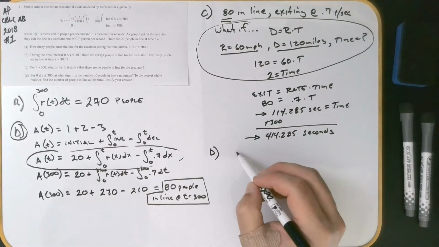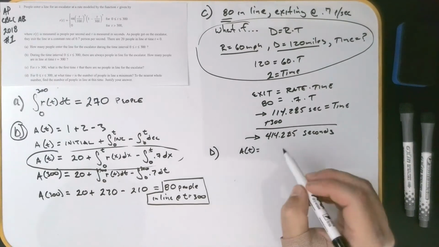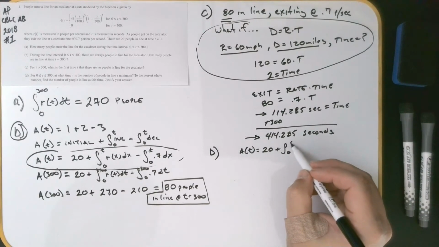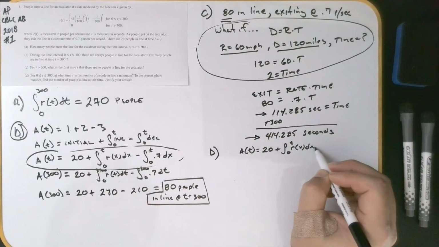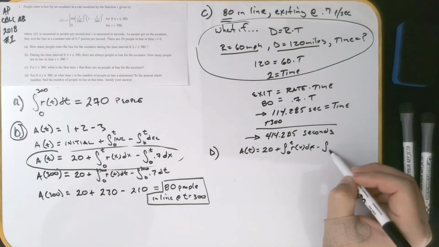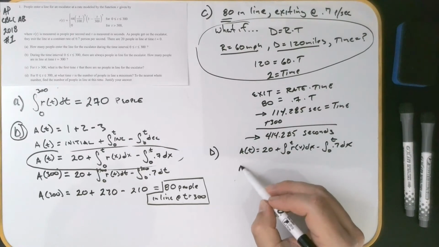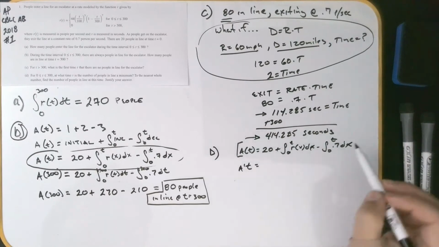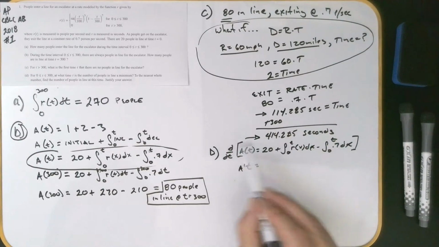So I'm going to rewrite this right here, recopy, and say, all right, I have A of t, and that is equal to the initial amount plus the integral of the rate people are getting in line, and I'm going to subtract the rate people are getting out of line. And that equation I need to take the derivative of. So remember, when you're taking the derivative of an integral, technically here's what I'm doing. I'm taking d/dt of this whole thing.